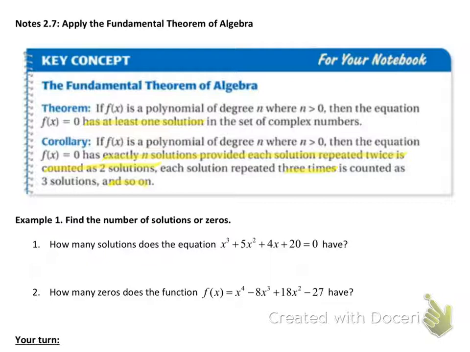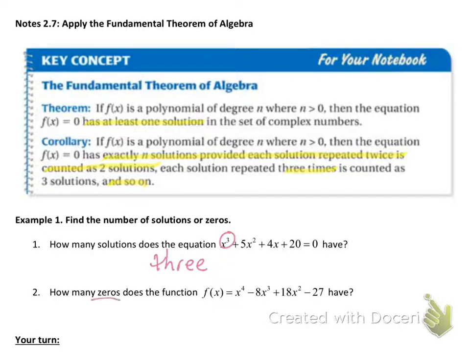Okay? So if we look at this one, how many solutions does the equation x to the third plus 5x squared plus 4x plus 20 have? It has 3, because the degree n is 3. When in doubt, you could graph it out, put this into your y equals, and see where it crosses. However, it might have an imaginary solution that you can't see, so you have to be careful.